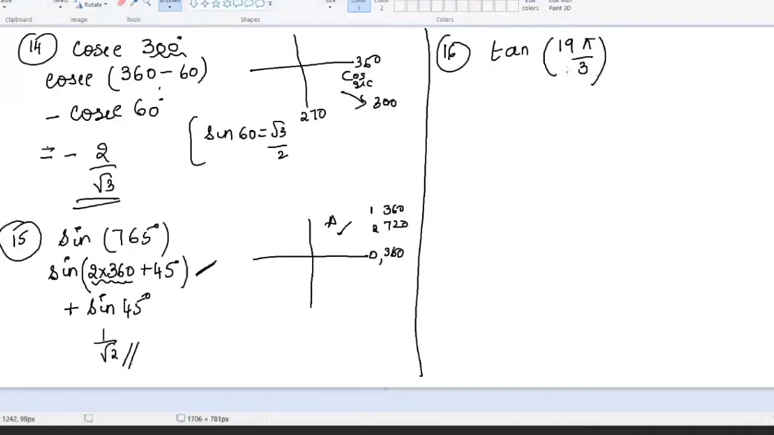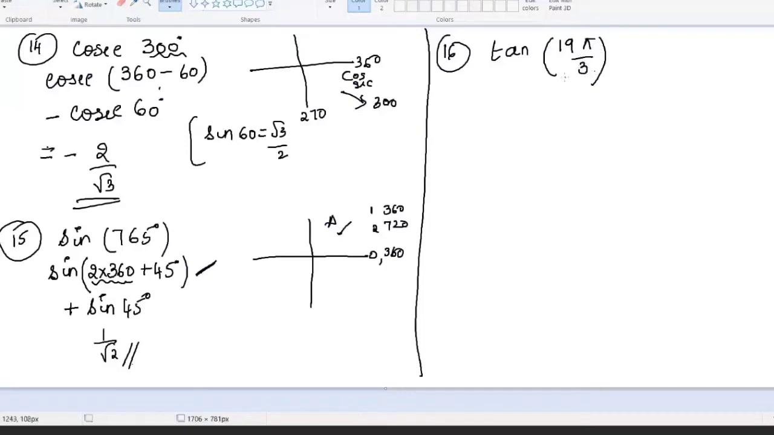Now this particular question I will explain to you in two ways, because for your higher classes, you will have to remember the two methods also. One method is pi means 180. From your calculator, multiply 19 into 180 and then divide by 3. Give me that number. What is that number?